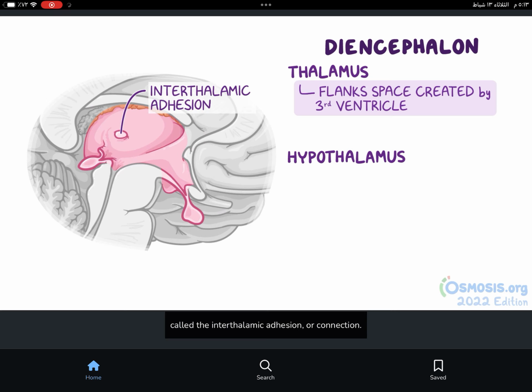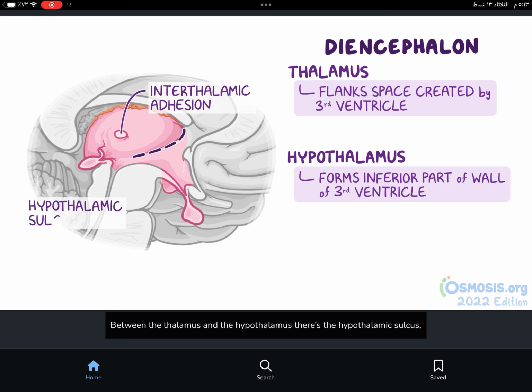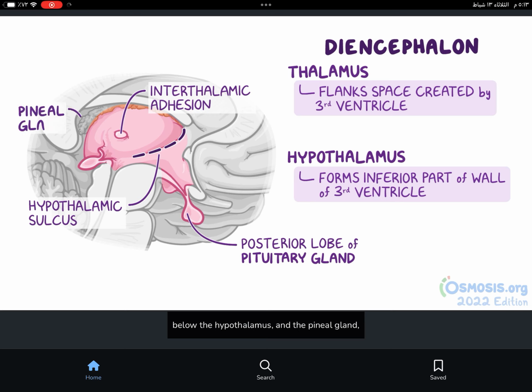The hypothalamus forms the inferior part of the lateral wall and the floor of the third ventricle. Between the thalamus and the hypothalamus, there's the hypothalamic sulcus, which separates them. The diencephalon contains two endocrine glands as well, the posterior lobe of the pituitary gland below the hypothalamus, and the pineal gland near the caudal end of the thalamus.